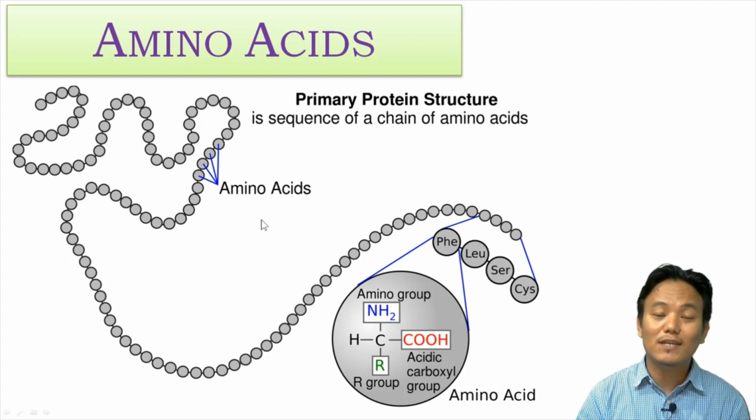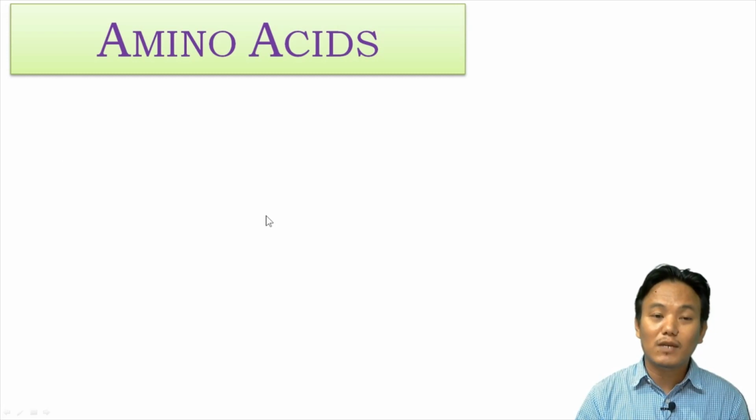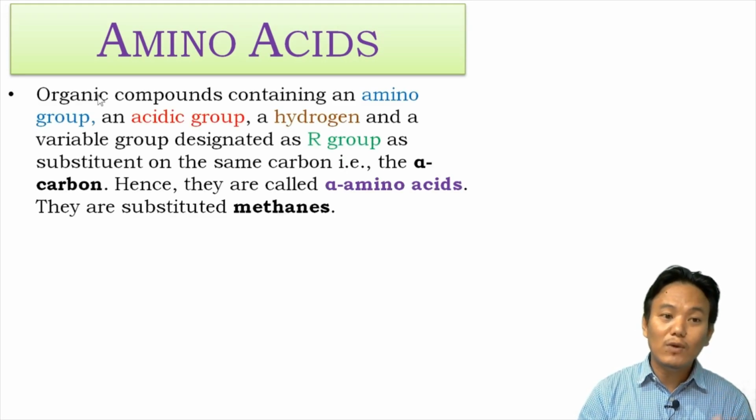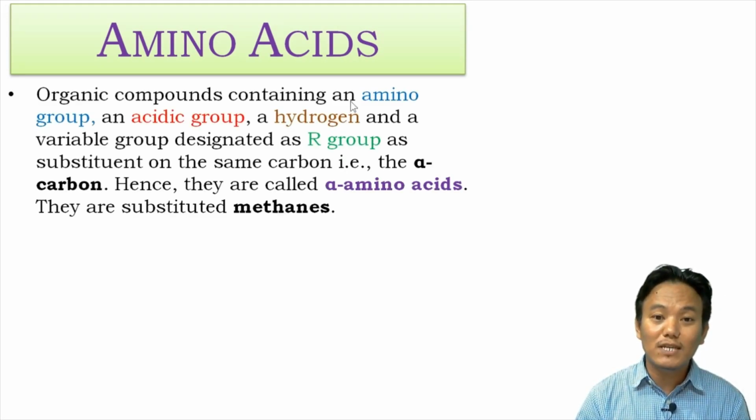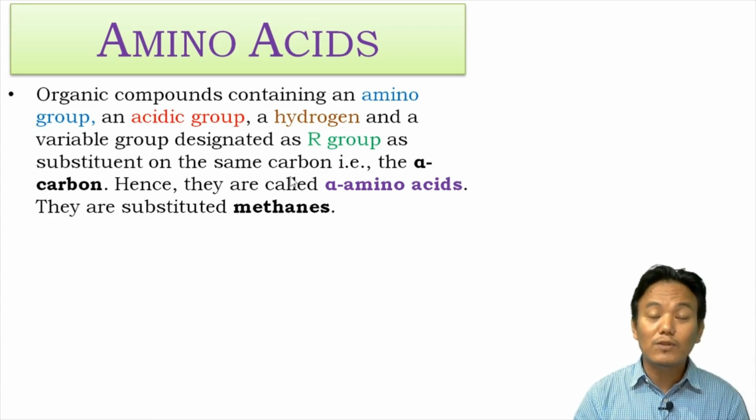So amino acids are monomers of protein. Amino acids are organic compounds which contain an amino group, an acidic group, a hydrogen group and a variable group, designated as the R group, as substituents on the same carbon, that is the alpha carbon.